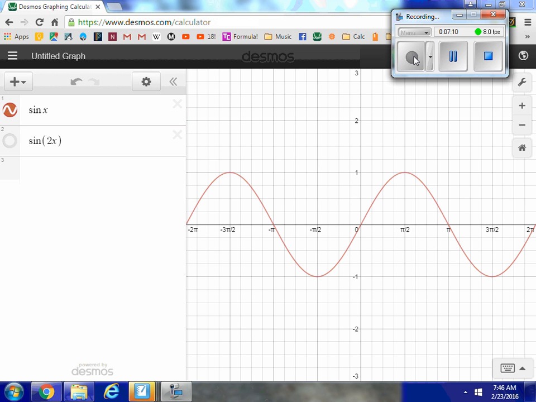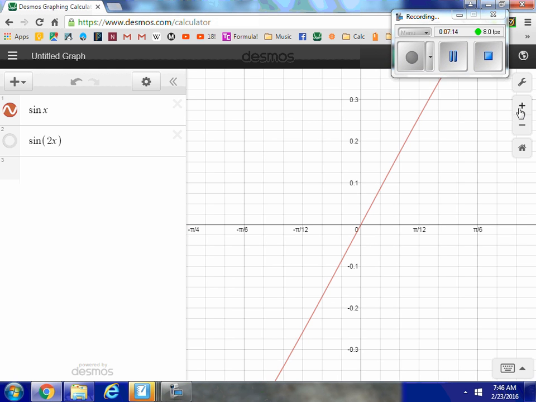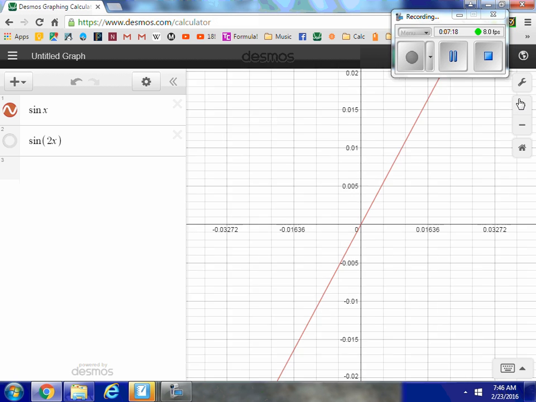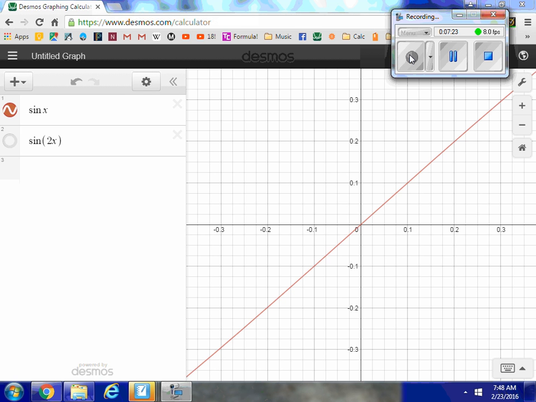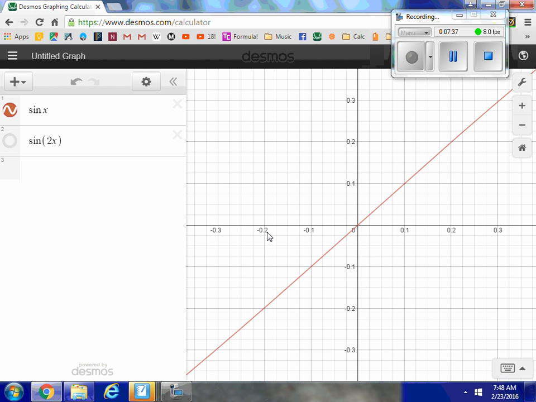Let's zoom in on it a little bit just to see it more clearly. So I'm going to zoom right in here. I'm going to zoom in a lot. And I've changed my scale to make it even, make it square. And you can see very clearly that as I'm in really, really small numbers here, my slope of the sine function is 1.